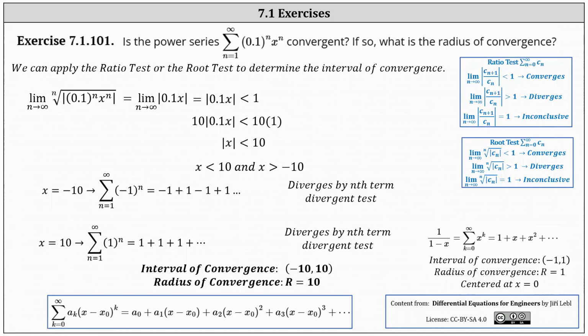So now we know the interval of convergence is the open interval from negative 10 to positive 10, and therefore the radius of convergence, the distance from the center to either endpoint, is positive 10.